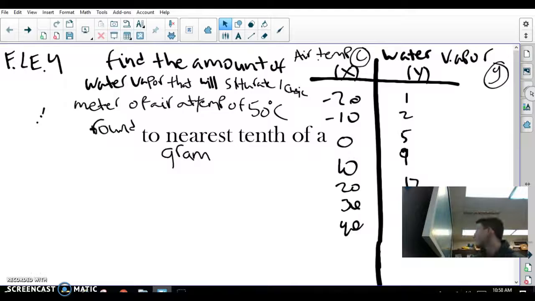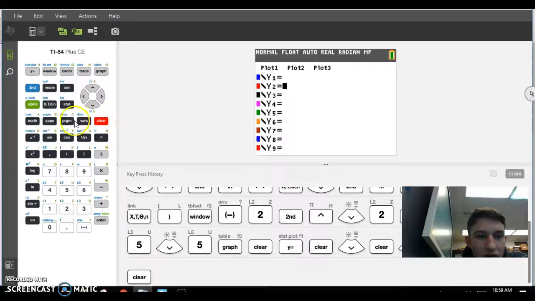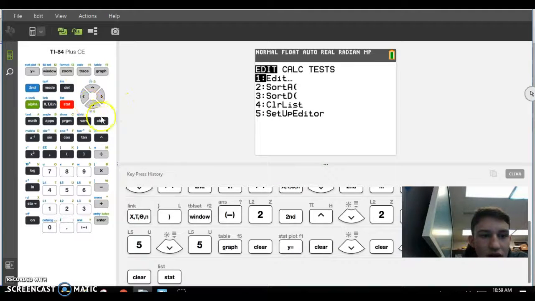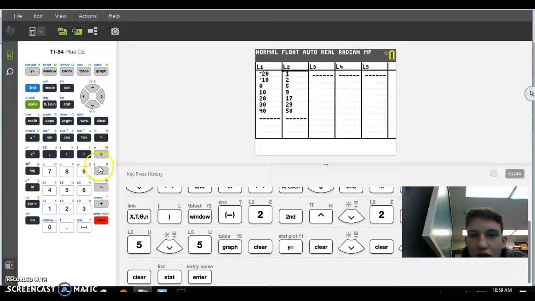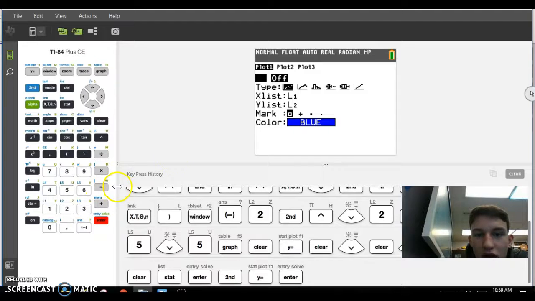So you're gonna want to go to your calculator. Get your calculator out. Then you're gonna go to stat, enter, and then you have all your numbers entered in here. Then you press second, stat plot, and click enter. Click the first one, and make sure that it's on. Enter. Then you want the scatter plot, and L1 and L2 for your X list and Y list.